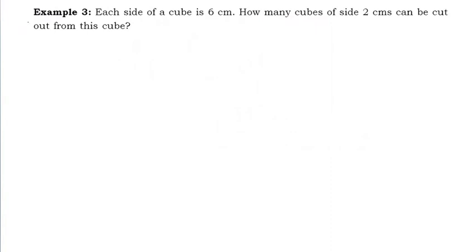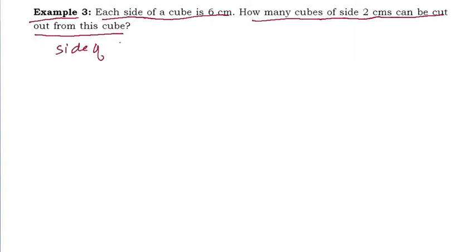Now come to Example third. Each side of a cube is 6 centimeter. How many cubes of side 2 centimeter can be cut out from the cube? So first cube, side of first cube is equal to 6 centimeter.